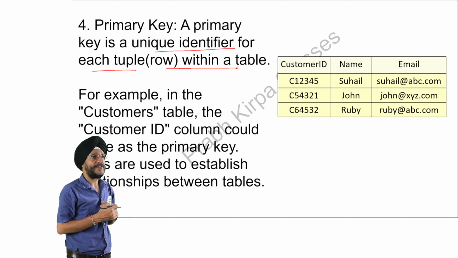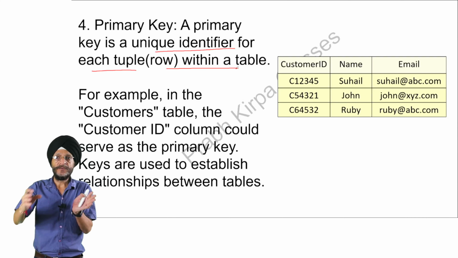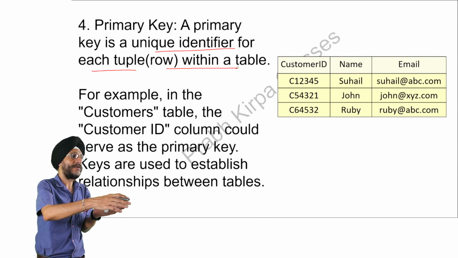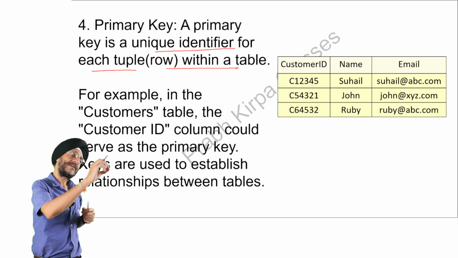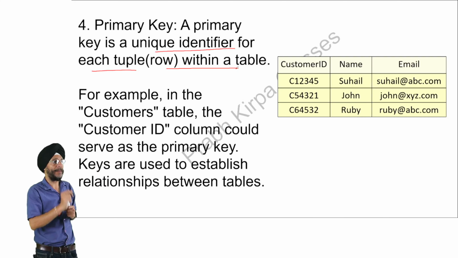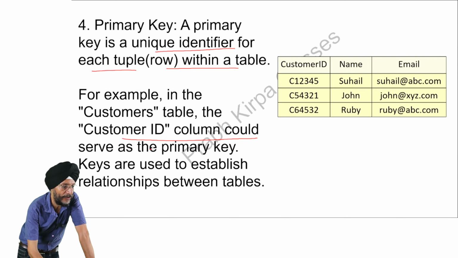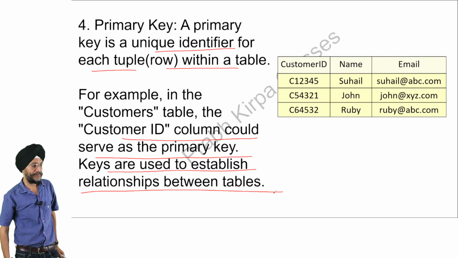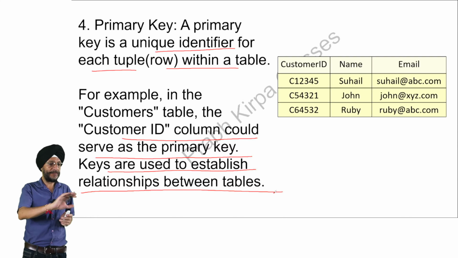In the case of customers, there may be many customers which may be dealing with a particular shop, but the customers may be having the same name. Here again the customer ID is allotted, which serves the purpose of primary key. In the customers table, the customer ID column could serve as the primary key. Keys are used to establish relationships between tables. We will learn how the relationship is established between tables.